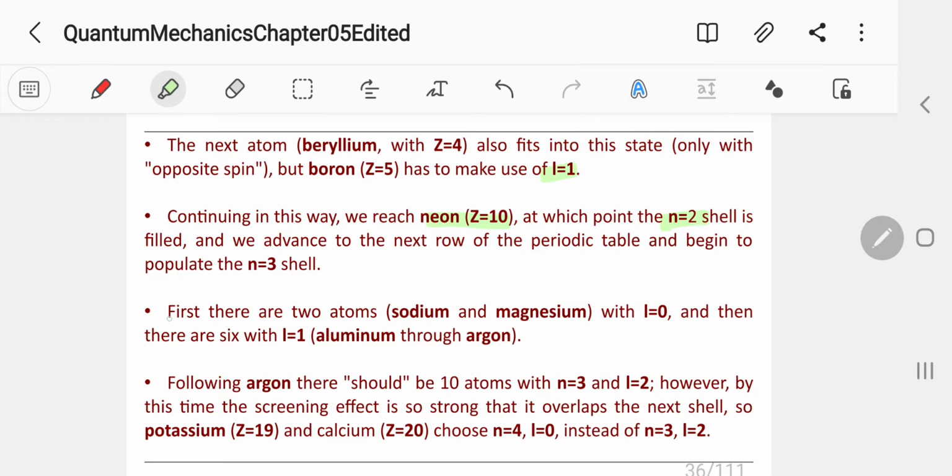There are 2 atoms, sodium and magnesium, with l equals 0, and then there are 6 with l equals 1, aluminum through argon. So they are occupying the n equals 3 shell.